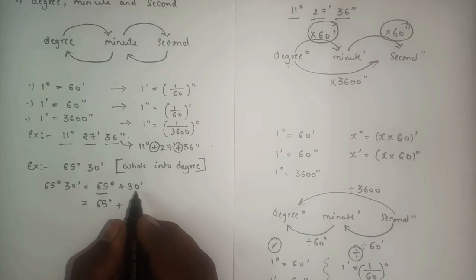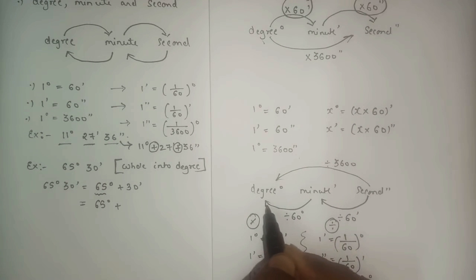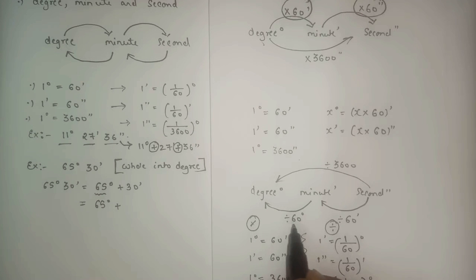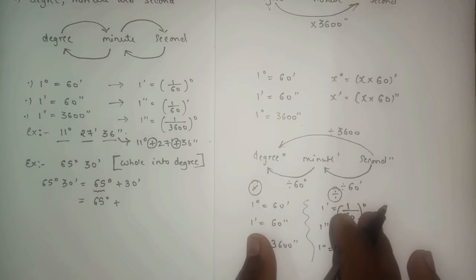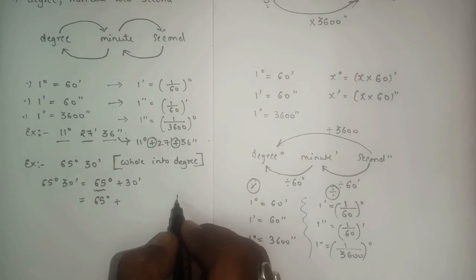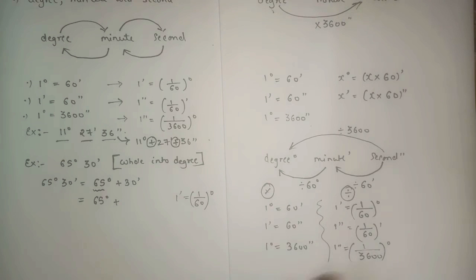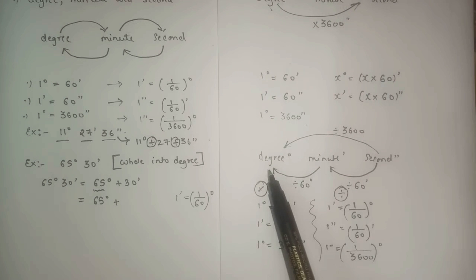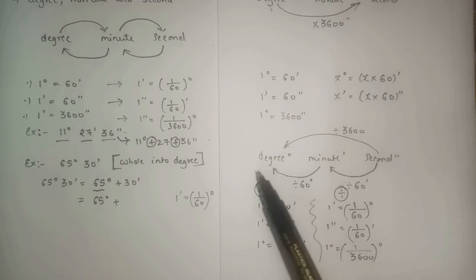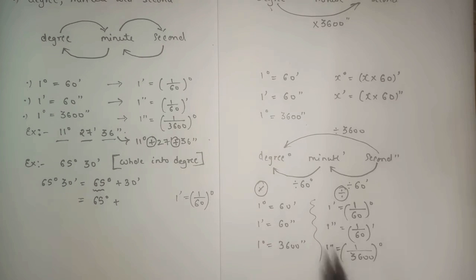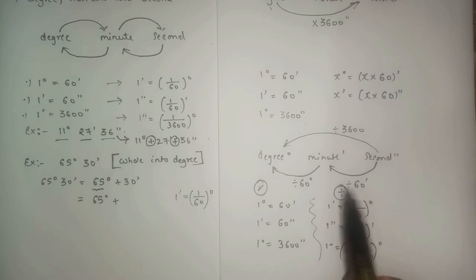But we have to convert this minute into degree, and if you want to convert minute into degree, what is the process? You have to divide that number by 60, because we know that 1 minute is equal to 1 upon 60 degree. If you want to convert minute to degree, you have to divide that number by 60, then only it will get converted into degree. When going from minute to degree, or second to minute, the process is division.